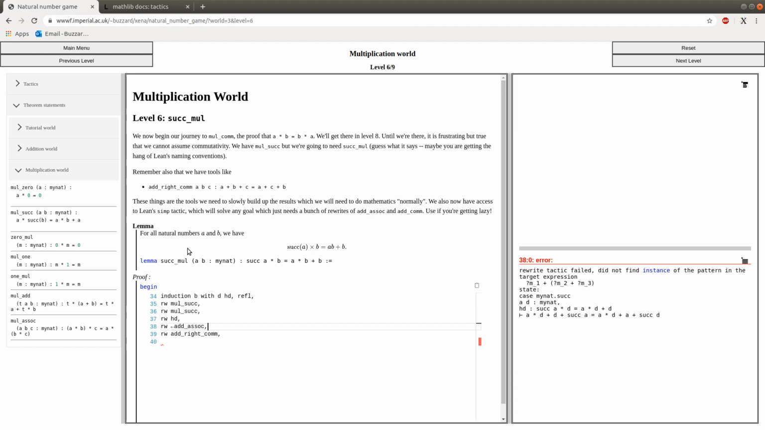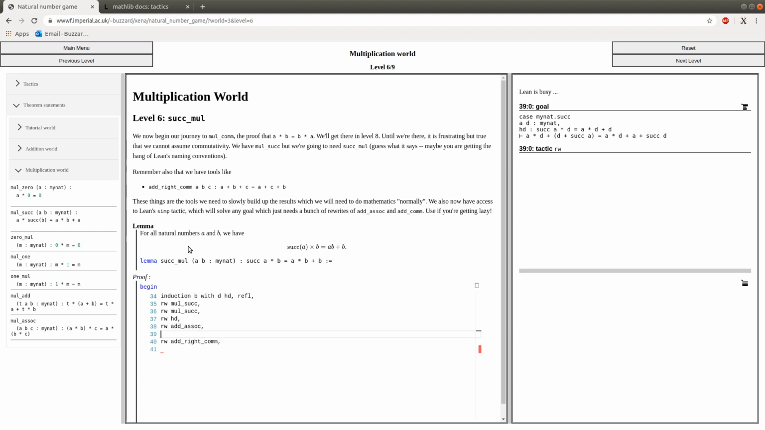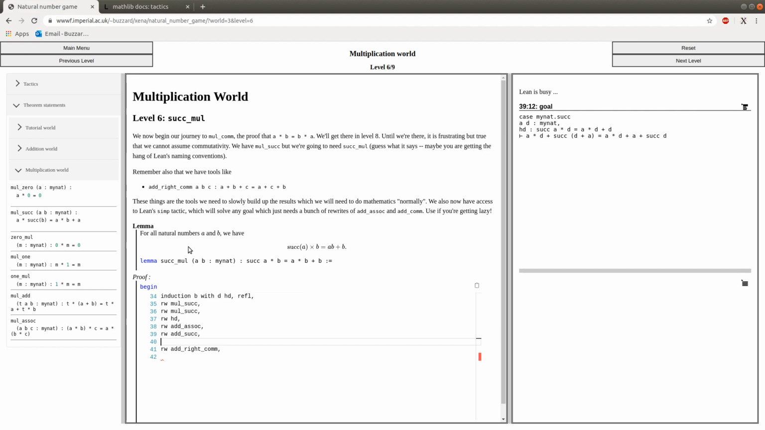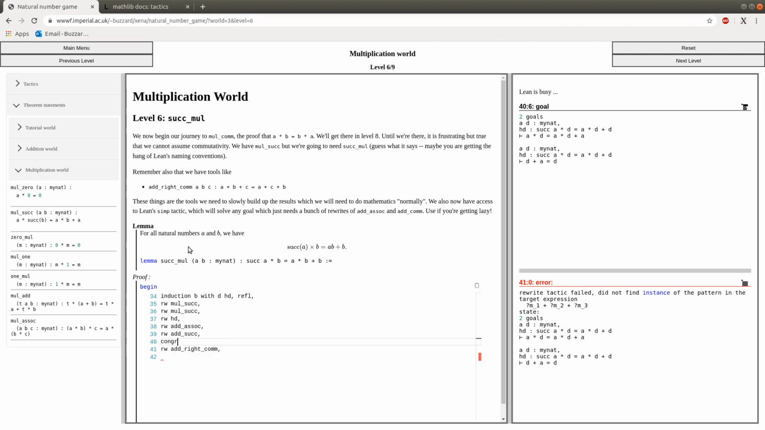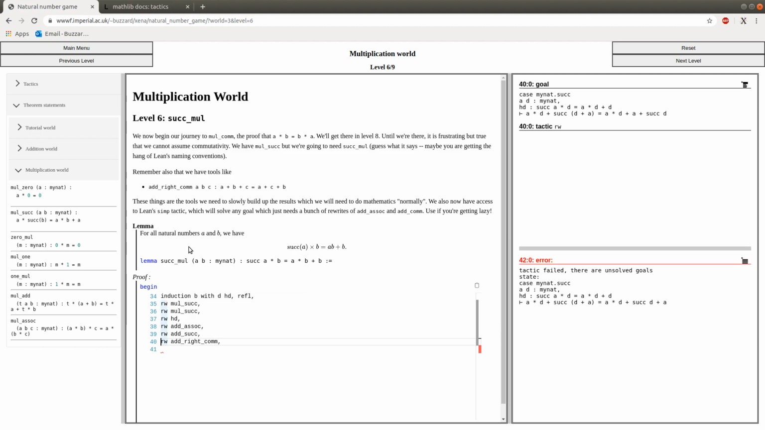And now, oh, that's failed. Oh, I rewrite add a sock in the correct direction. And now I can do rewrite add suck finally. And now I wonder whether, am I close? What does congra do? Oh, this looks better. Oh no, these are goals that aren't true. I don't need add right com.